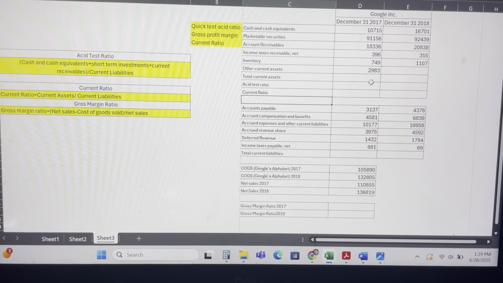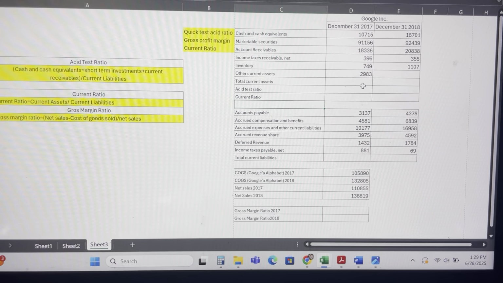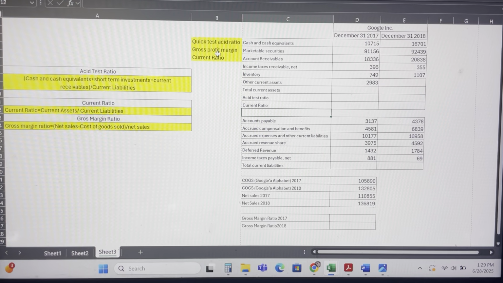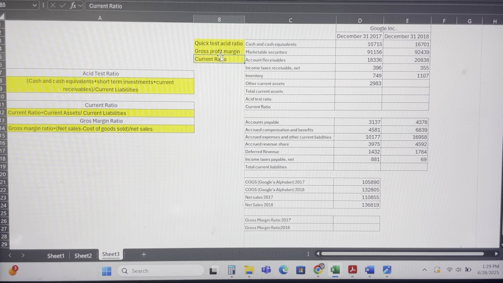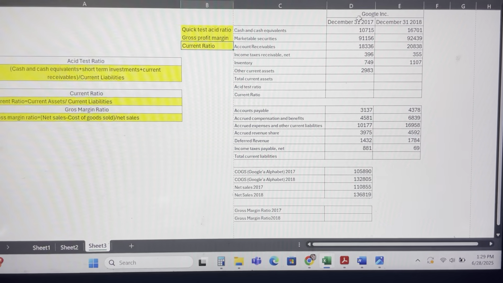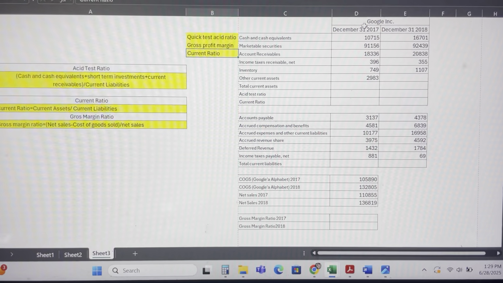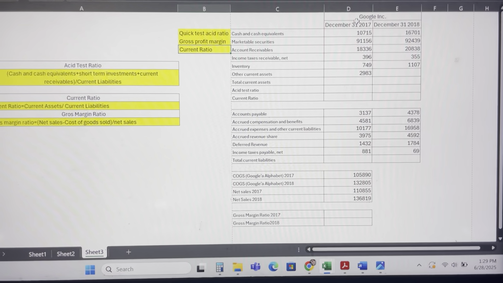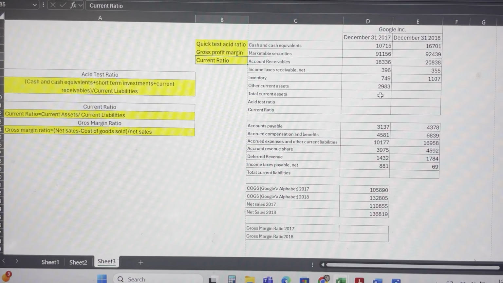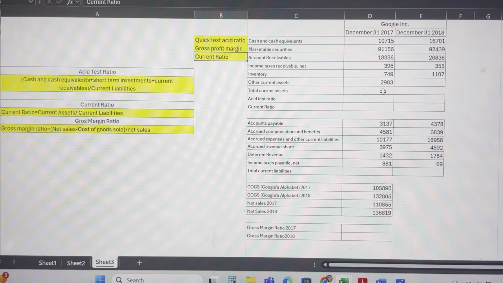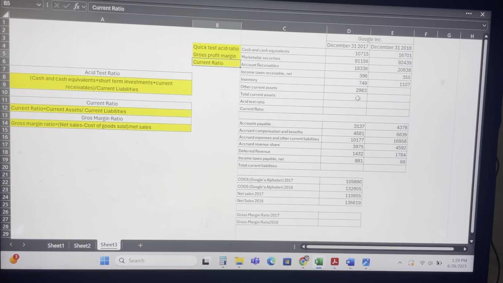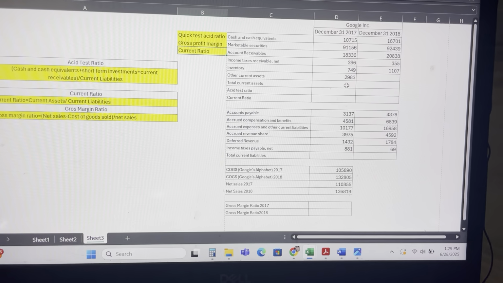As you can see, we have here some data to know the acid test ratio, the gross profit margin ratio, and current ratio. I took data from the appendix related to Google. I don't think I got, or at least not in a similar way, material from the exercises of the class. So hopefully this is going to be fine.